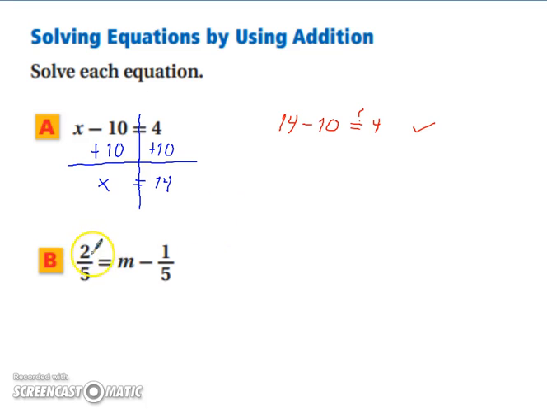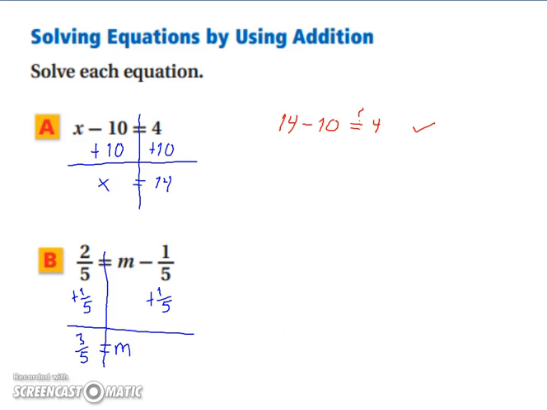Now that you've had a moment to try b on your own, let's try it together. So let's divide our equation into its two pieces. Okay, our variable is m and it's on the right-hand side of the equation. So we want to get rid of the stuff on the right-hand side of the equation to leave m all by itself. So we have minus 1/5, so we're going to add 1/5 to both sides. When we're done, we're left with 3/5 equals m.